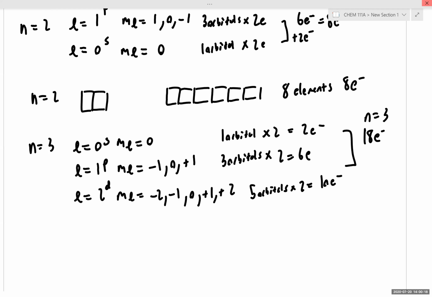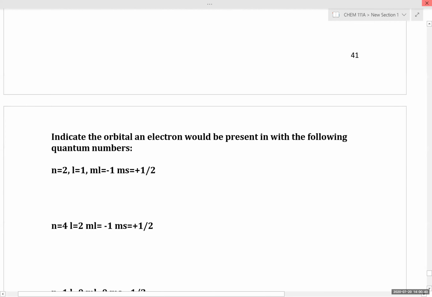Does this make sense to everyone so far? Calculating the number of electrons found in a given shell and subshell will be useful to remember when we talk about electron configurations. Okay, so let's keep going now.